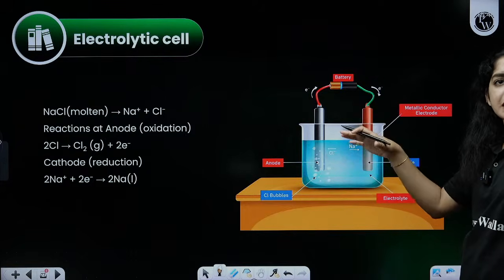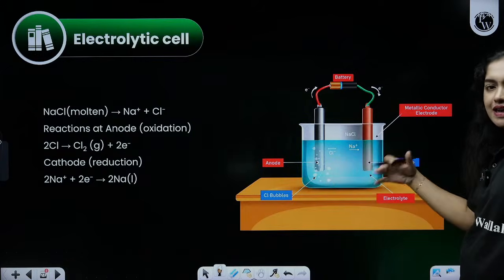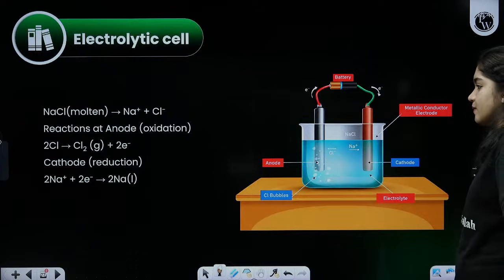Same thing we discussed like 1 hour before. When we started the class, we already discussed and completed everything. Again, the summary is given, like the electrolytic cell. Okay.